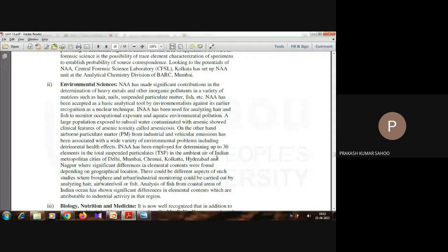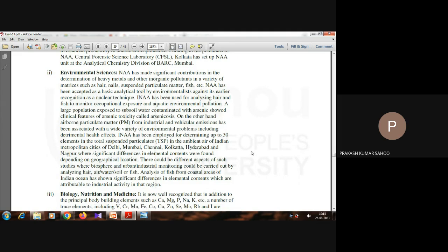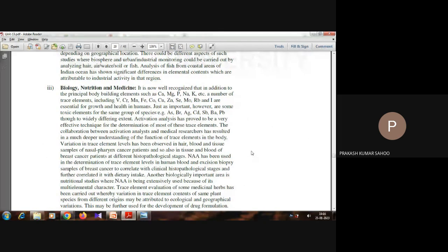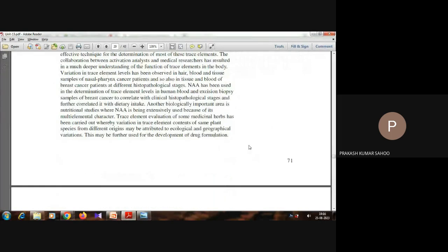That is total suspended particles, TSP, in ambient air of Indian metropolitan cities: Delhi, Mumbai, Chennai, Kolkata, Hyderabad, Nagpur. So from these areas, the TSP, or total suspended solids, TSS, is also determined through the NAA technique. Then biological, nutritional, and medical applications are also there.